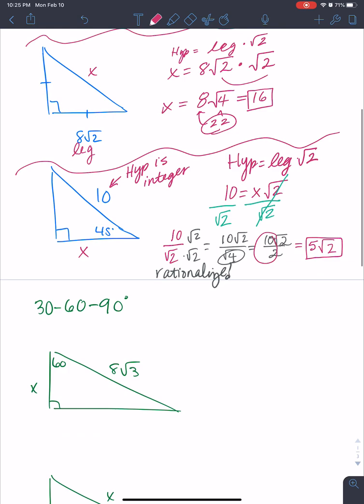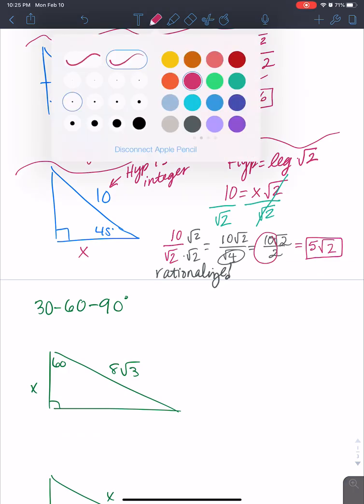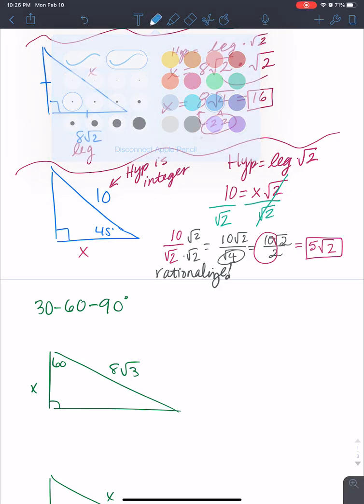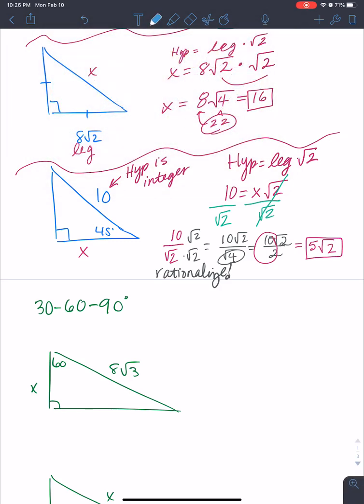All right. Now for the ones where they are 30, 60, 90, let's think about our rules. Okay? Now for these, you actually have 2 rules to follow. You have this equation, the hypotenuse equals 2 times the short leg. You also have the second equation, which states the long leg is short times square root of 3. So you have to kind of figure out which one to use. Sometimes you might need to use both.